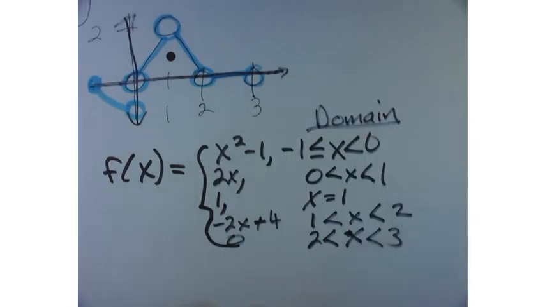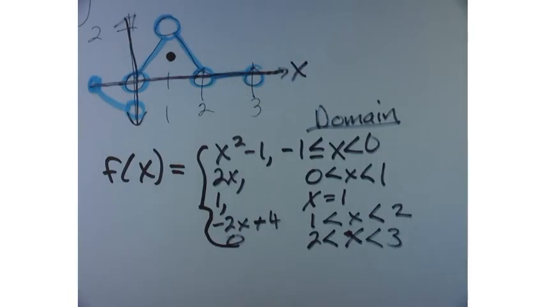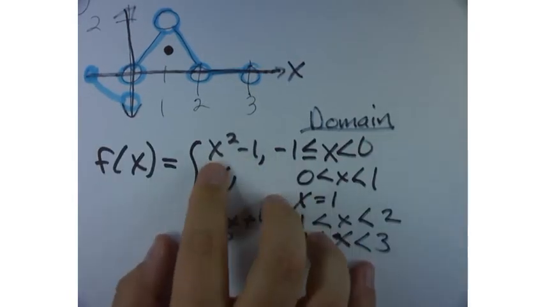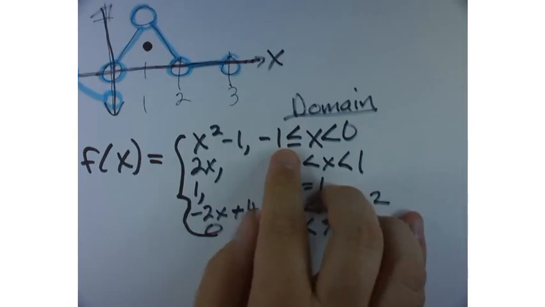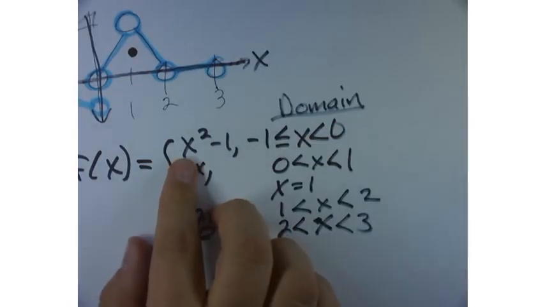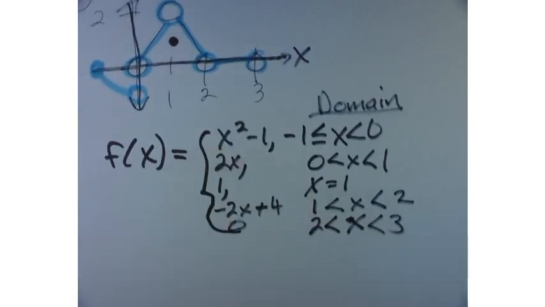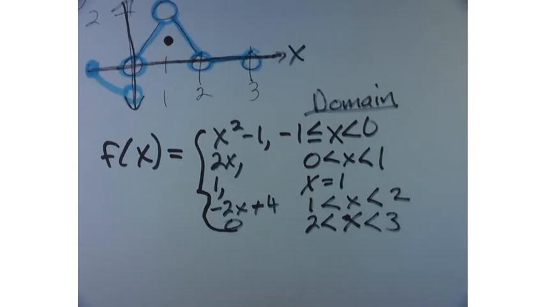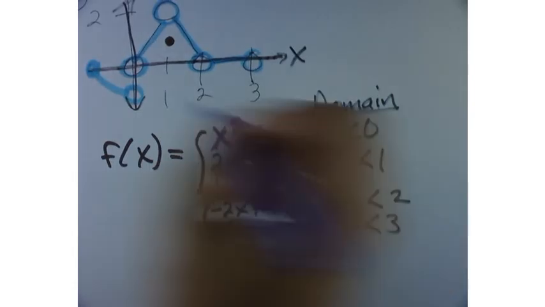So as we go through the domain in the x direction, based on the domain, we're going to apply different principles for our y values. So when we look at the piecewise function, we're saying when we go from negative 1 to 0, use this function, x squared minus 1, to get your corresponding y value. So if I were to graph that, this right here is this function right here.